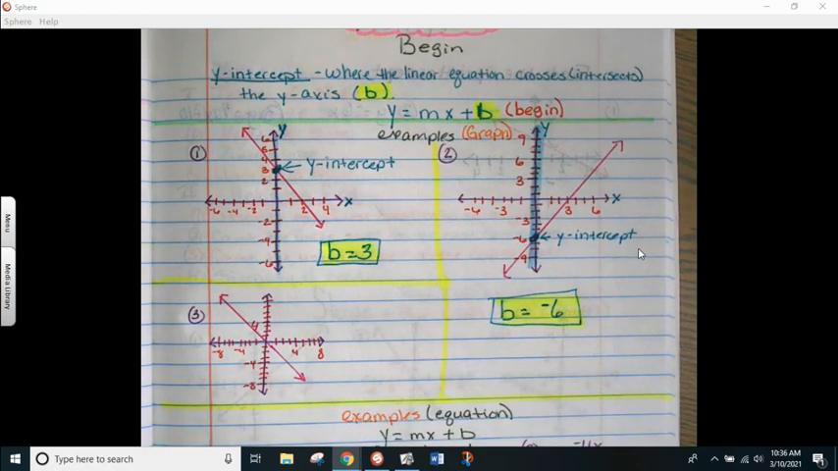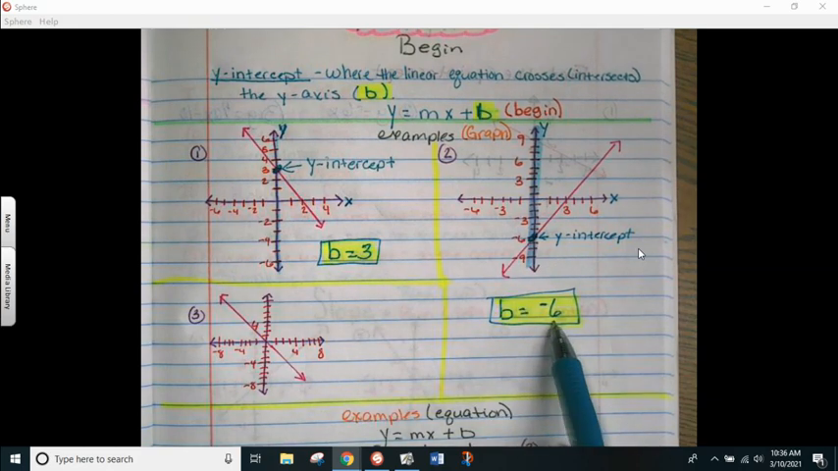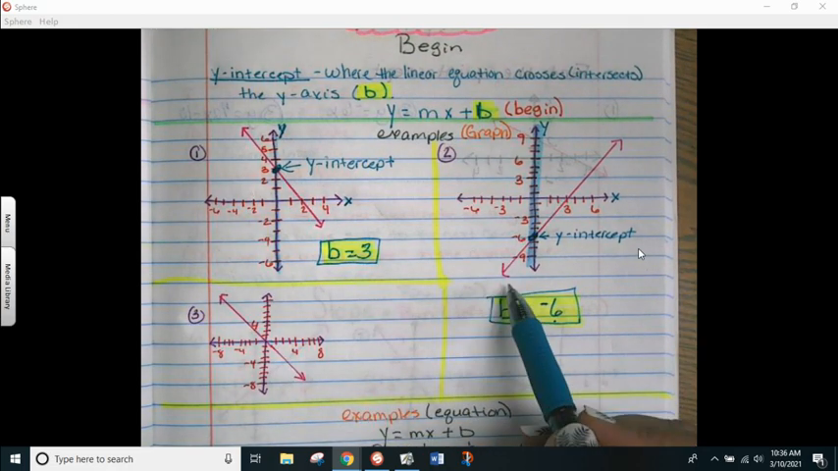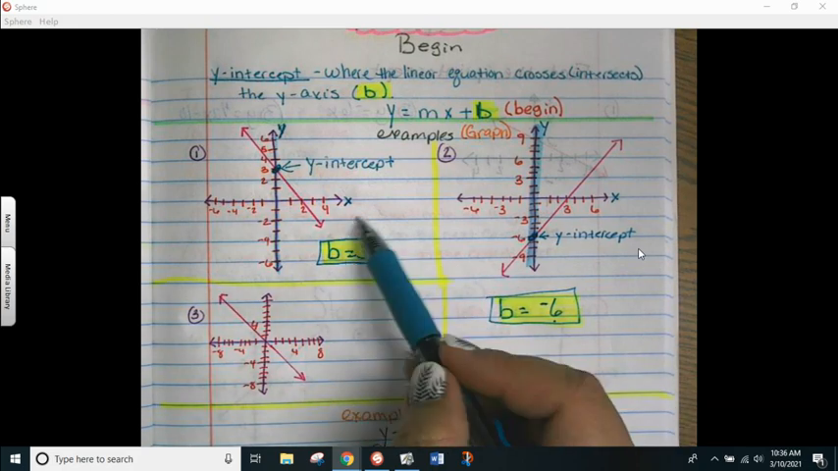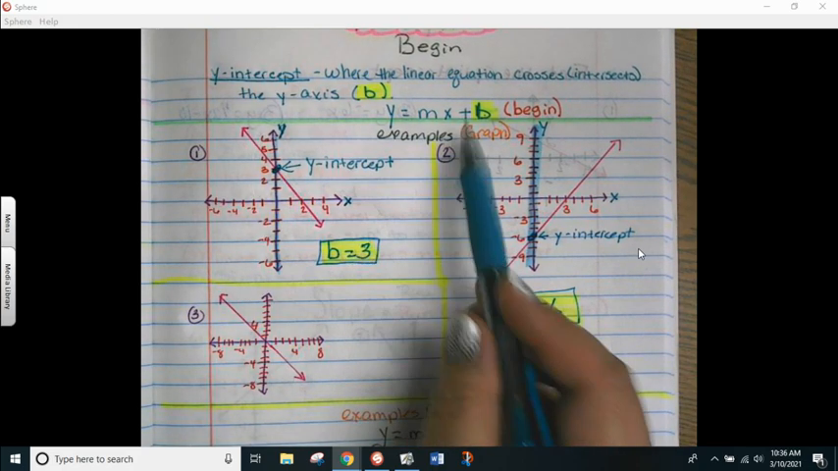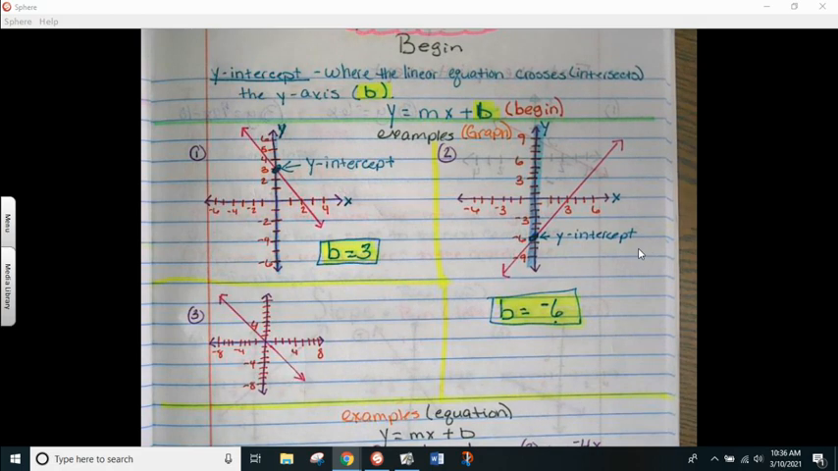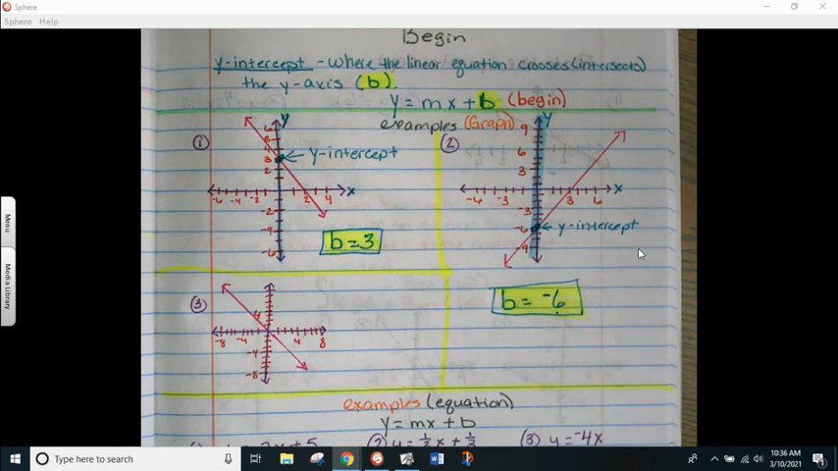So what does that actually mean? Well, since I know this is negative 6, this negative 6 would go in place of b. So this would be plus negative 6, or I can actually write minus 6. This 3 would go in place of b, so it would be plus 3. That's what it means. You're finding the parts to the equation. All right, go ahead and draw the next one.